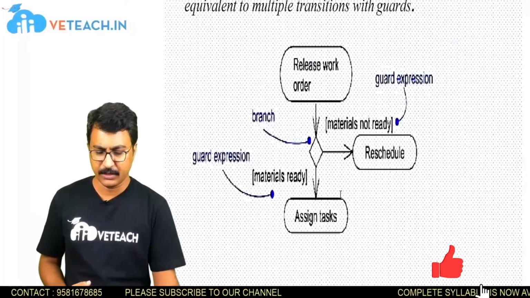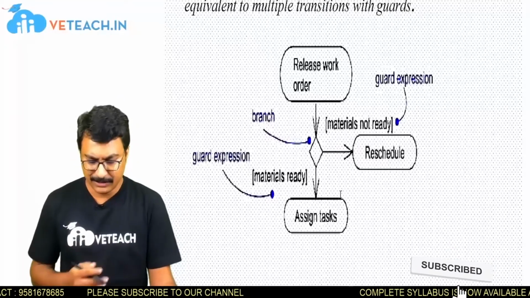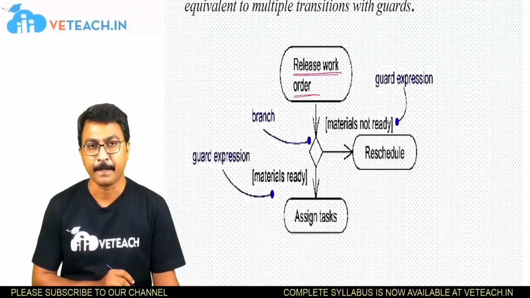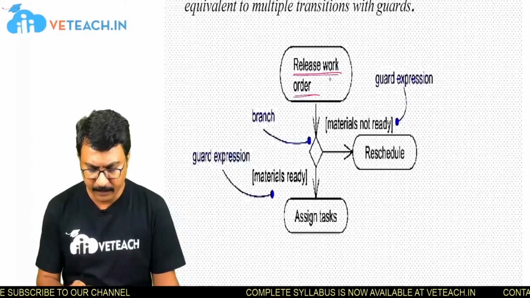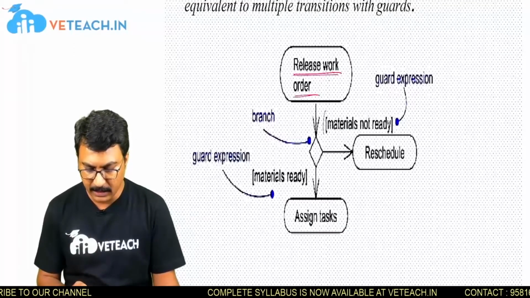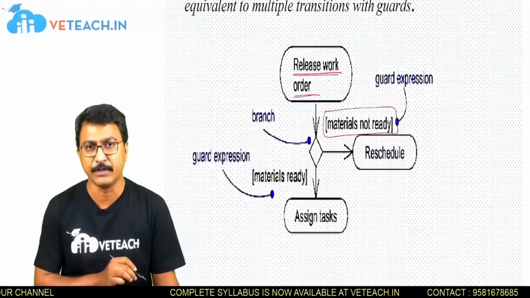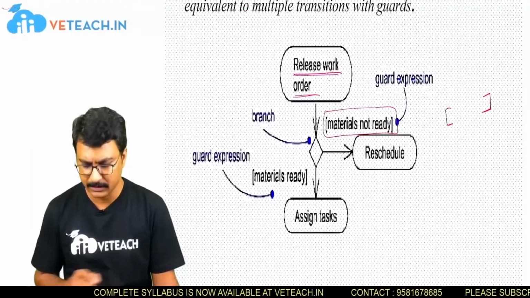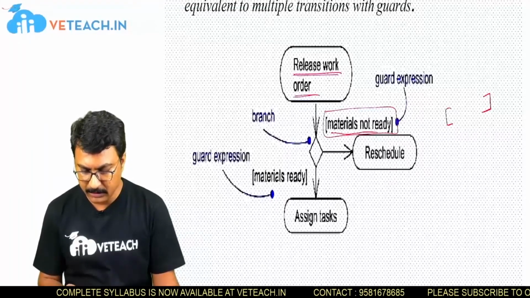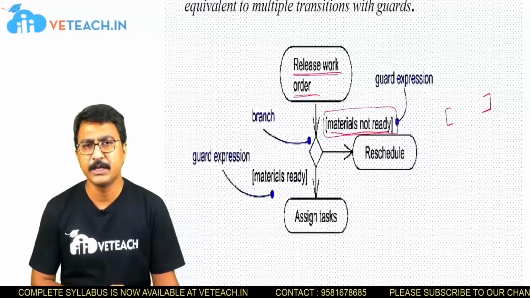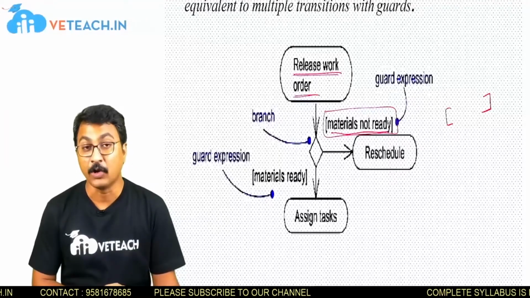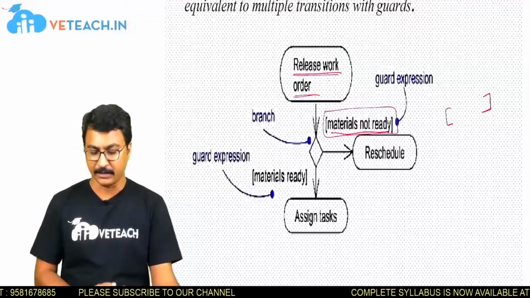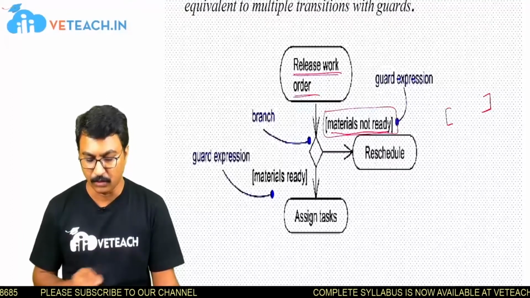The example shows how an event can be triggered. See here that there is a release work order. When I move the control from release work order, I see there is a guard condition here, an expression indicated within the square braces. Within the square braces, the condition is materials not ready. What happens if the materials are not ready? We know that we cannot release the work order. We cannot send the items. We cannot ship the items. So we have to reschedule.